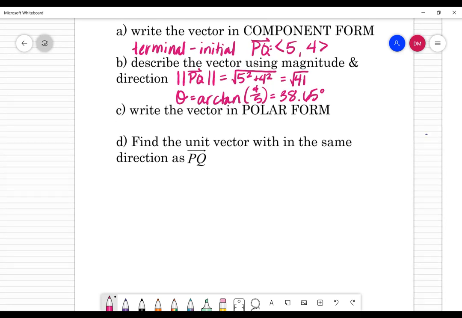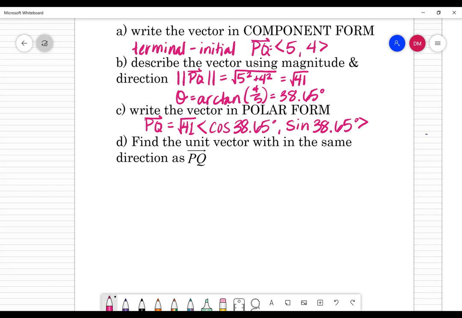If I want to write this in polar form, we can simply describe this as a scalar multiple, the magnitude, that gets multiplied by the cosine of theta. So cosine of 38.65 degrees, comma, the sine of theta. Now, we could multiply that through and simplify, but as I stated before, that is a perfectly acceptable answer to leave in that form right there.